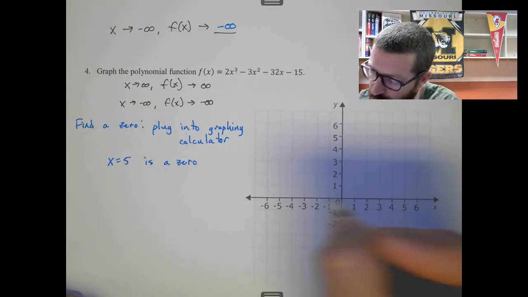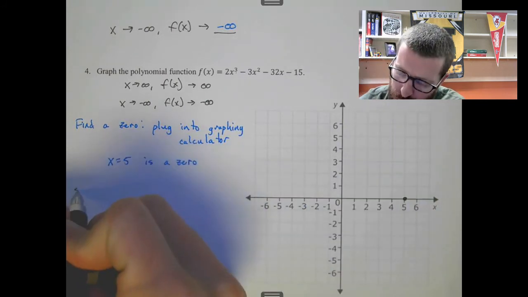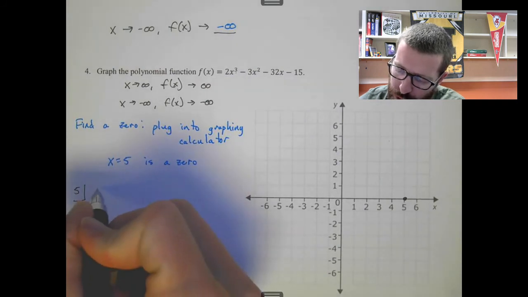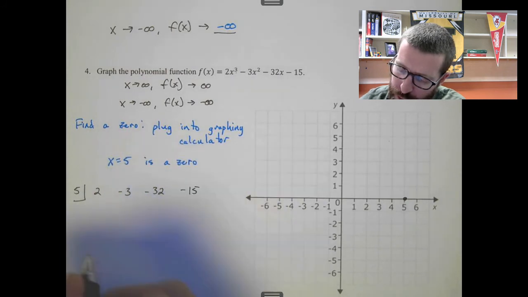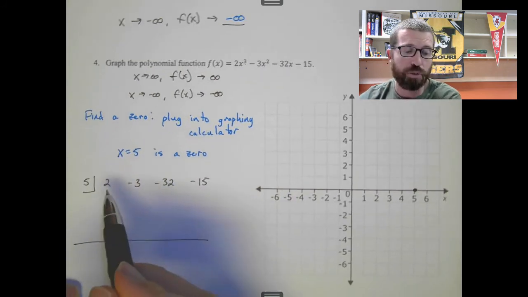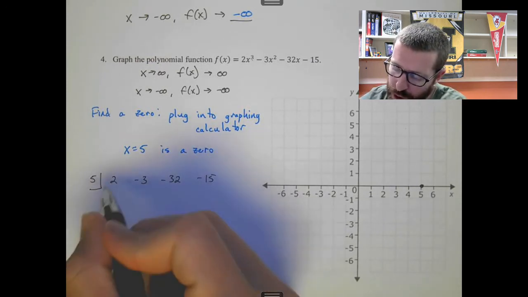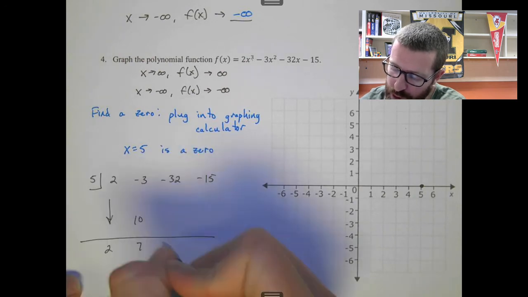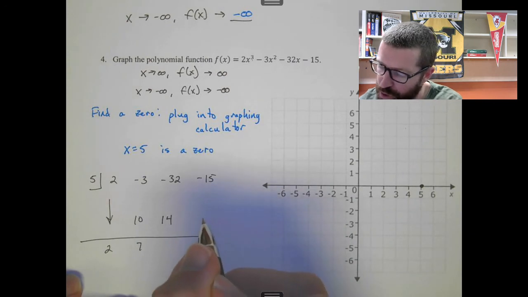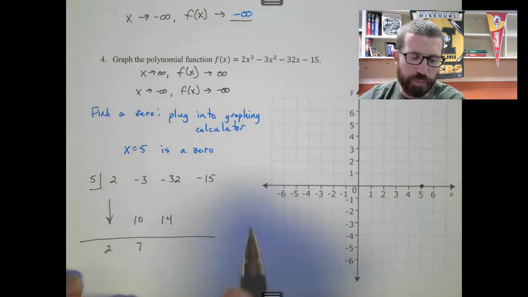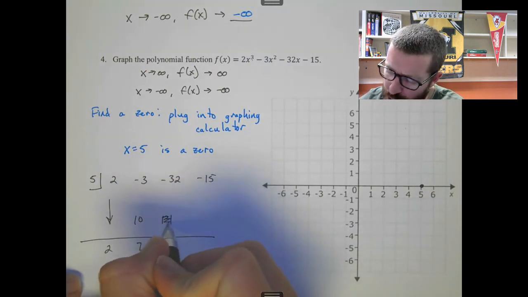Okay, so once you know 5 is a 0, you can put that on the graph, and you can also use synthetic division. So remember, 5 comes from looking at the graphing calculator. And then we bring this down and multiply. Hold on. I did 2 times 7 instead of 5 times 7, sorry. 5 times 7 is 35.